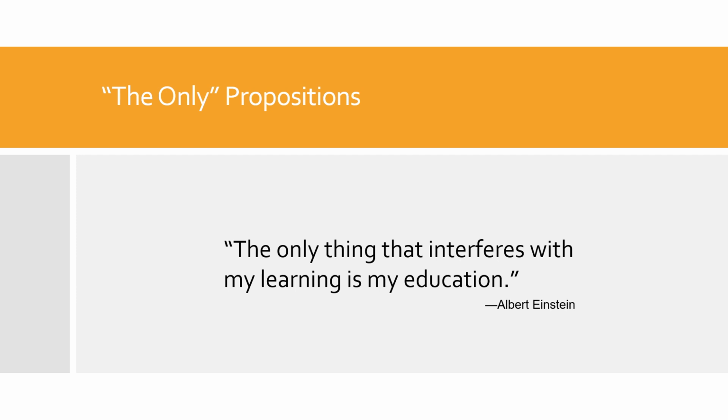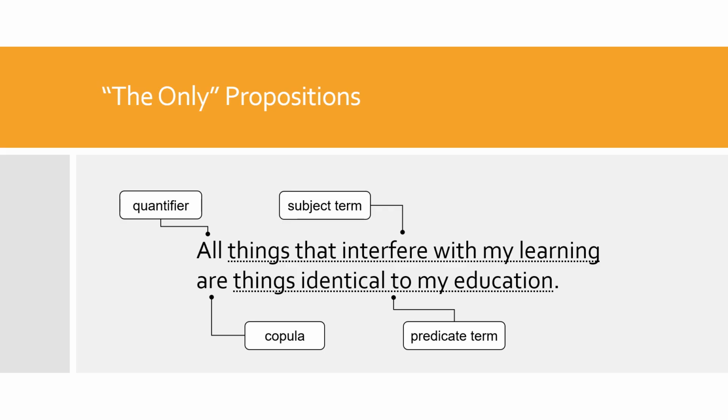Let's try another example. The only thing that interferes with my learning is my education. Notice, the only here is not only, and it's not an exclusive proposition. So what we do is find the thing that immediately follows the only, and that should be our subject term. So how would this translate? Well, we get all things that interfere with my learning are things identical to my education.